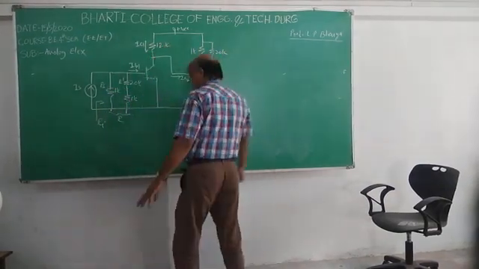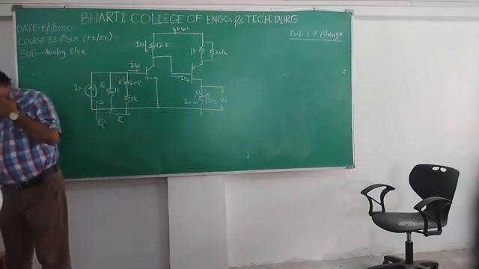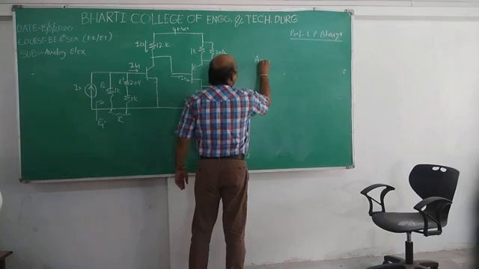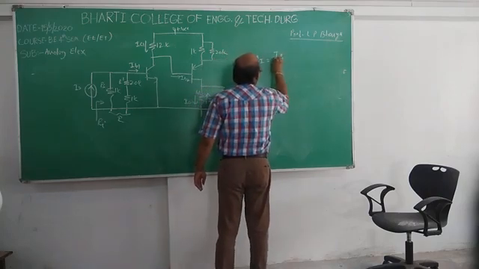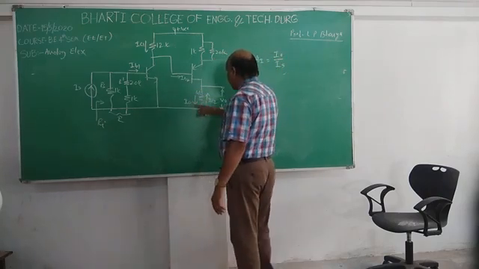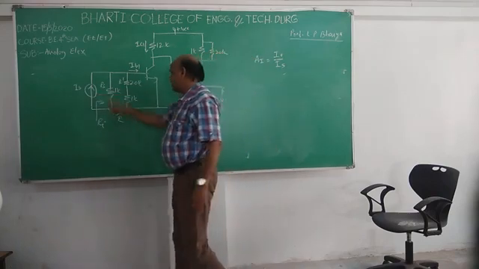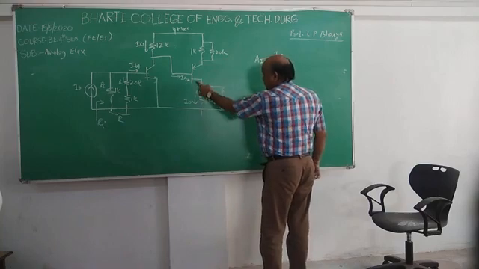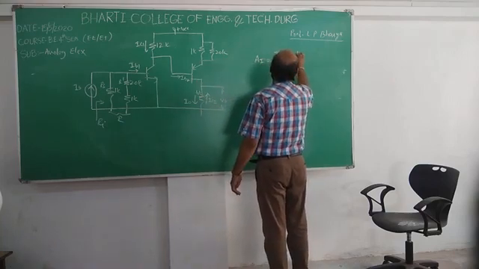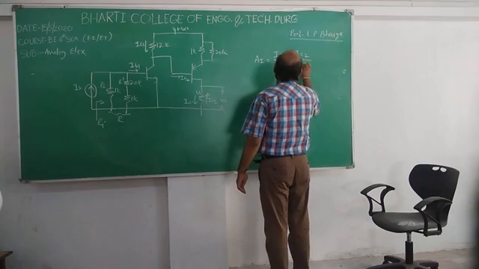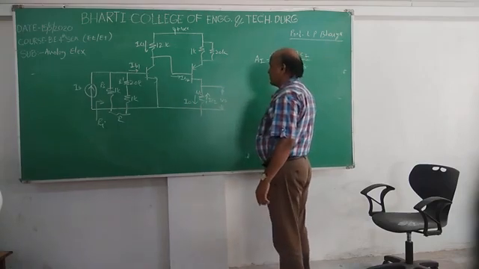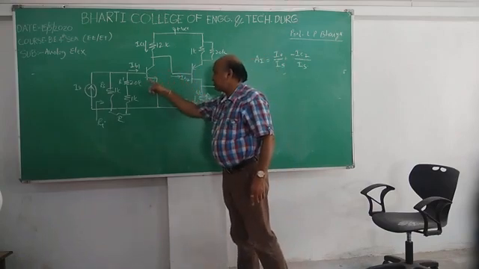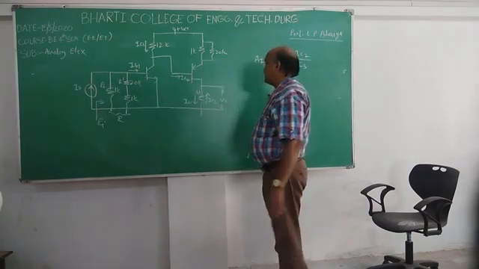Now to calculate the current gain, we have to calculate the overall current gain, that is AI. What is AI here? AI is output current upon input current, that is I0 upon Is. But I0 is also the opposite current of this collector, that is IC2. So I can write this is minus IC2 upon Is.